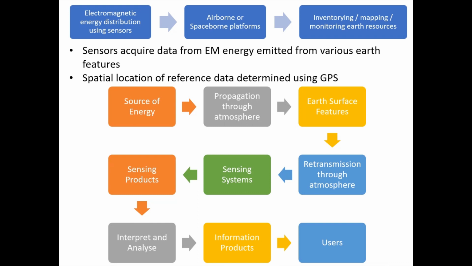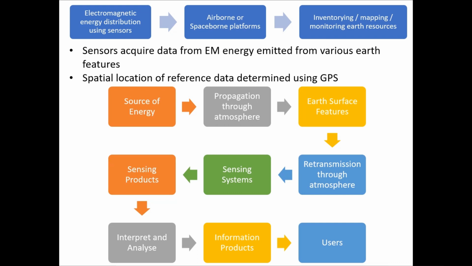So the first thing that you need is an energy source or illumination. That is the first requirement of remote sensing, which is to have an energy source which illuminates or provides some electromagnetic energy to the target of interest. So that is the first step. You need to have a source of energy.